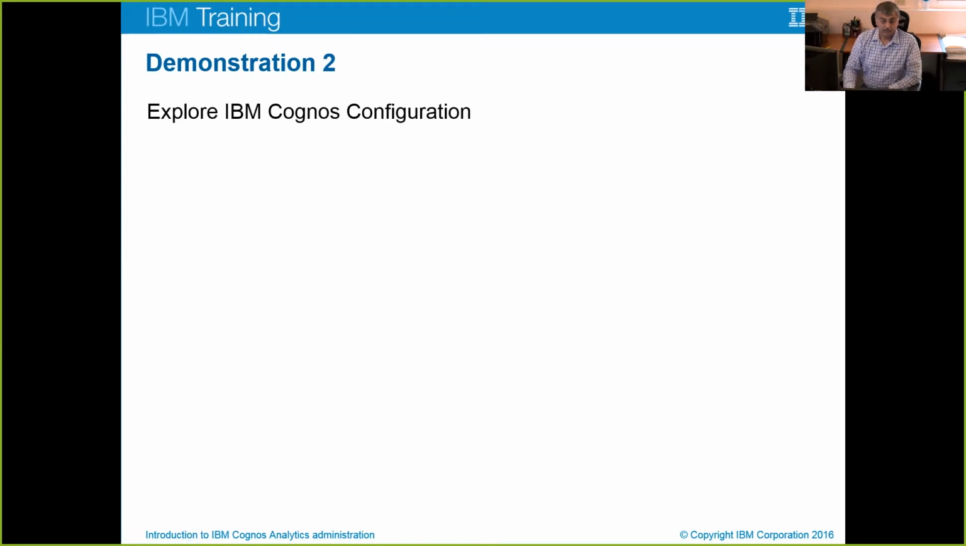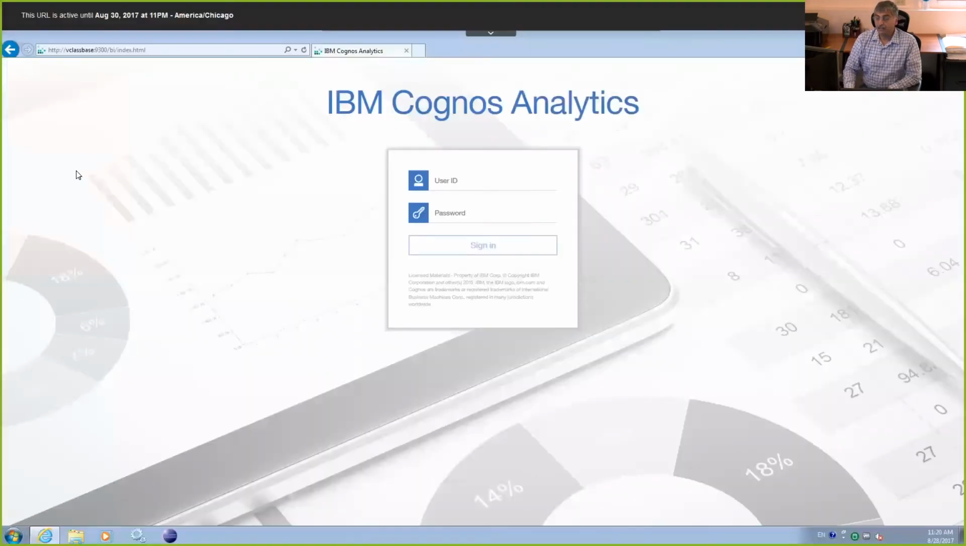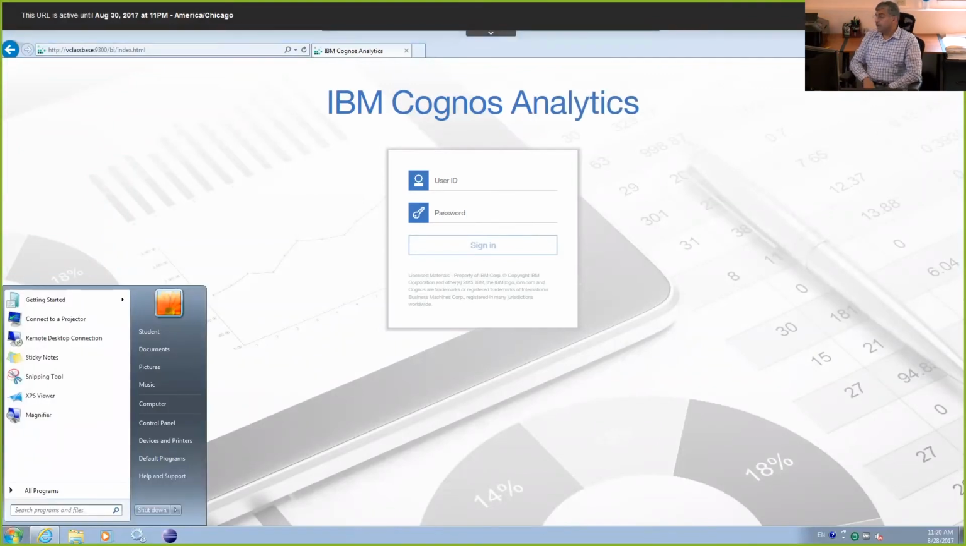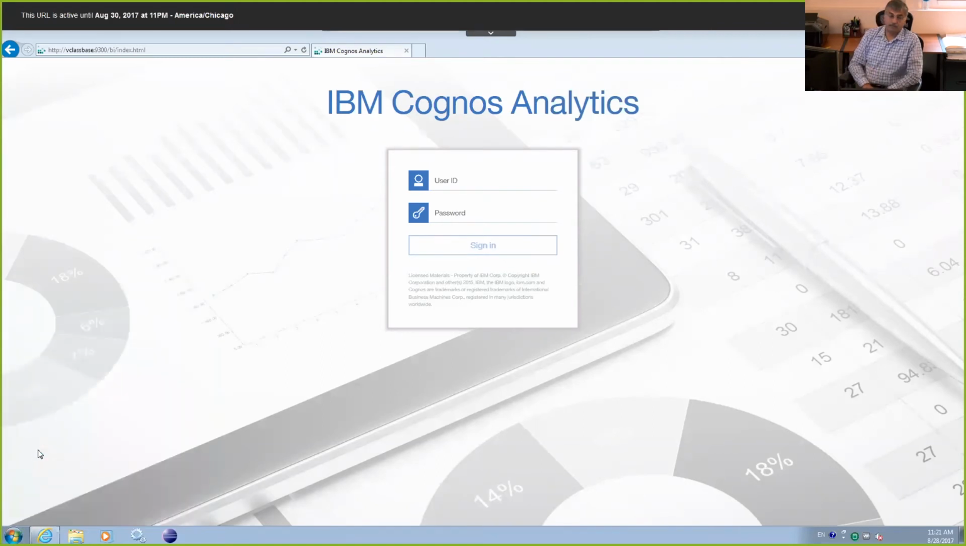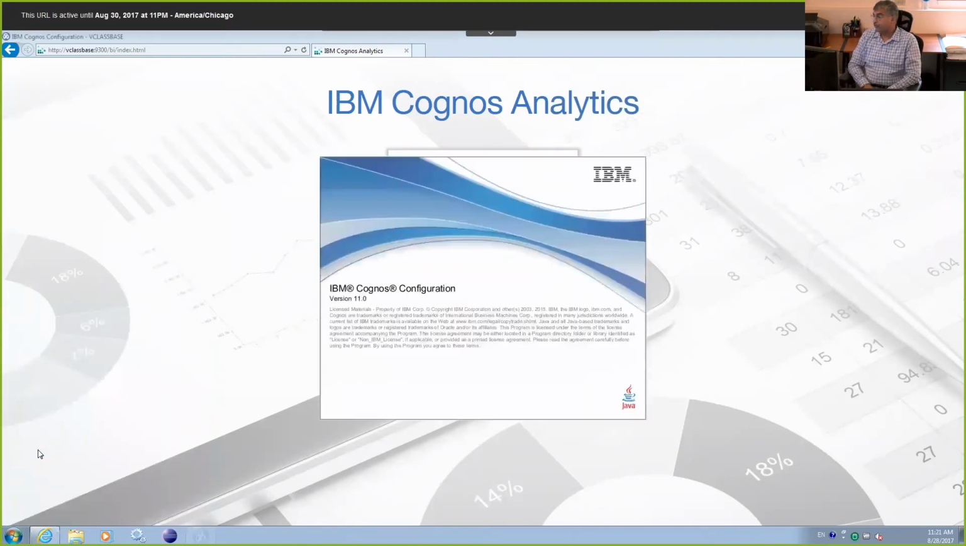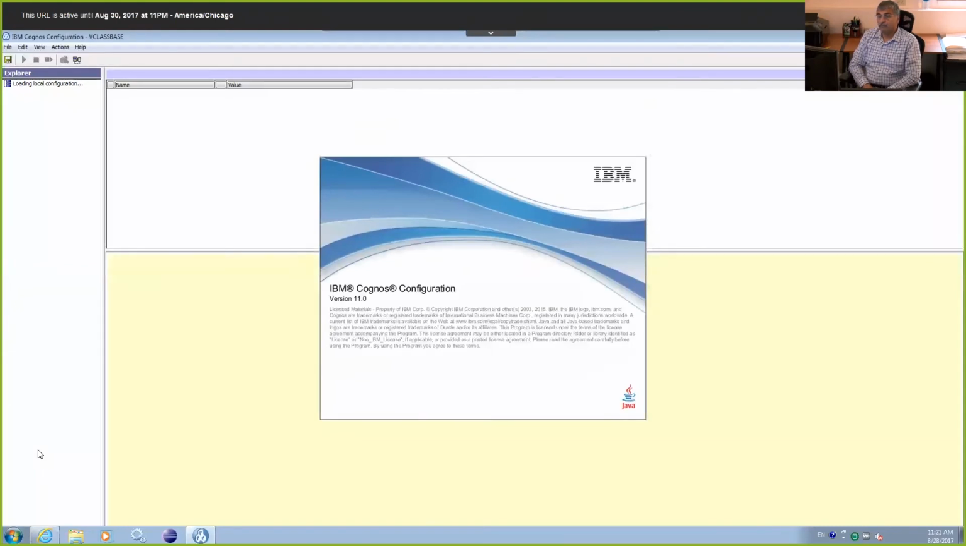So as we switch back to the lab again, click on Start. Click on All Programs, IBM Cognos Analytics, and click on IBM Cognos Configuration. That will open the configuration for your environment.